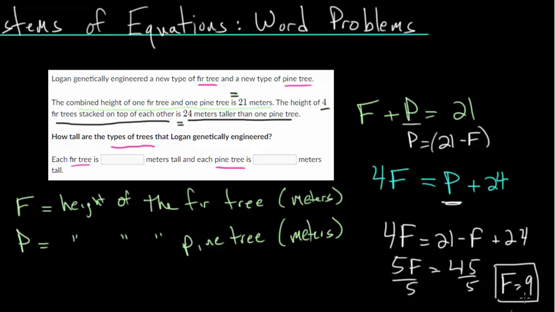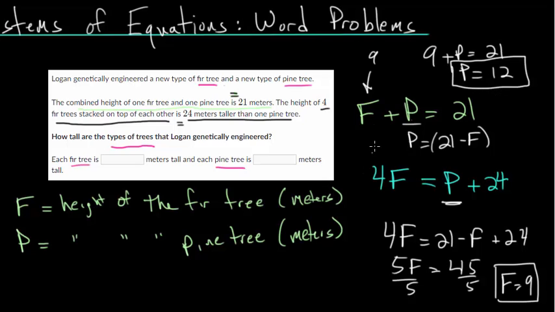Now, once you figure out one of them, then you can plug it into the other equation. So if we plug in 9 here, then you get 9 plus P is 21. Or you could have plugged it in here, and P is 21 minus 9, which is 12. So the height of one pine tree is 12. Now, you want to make sense of these before you just start plugging it into the box, because it's very possible to make a mistake somewhere in this process. There's a lot going on here.